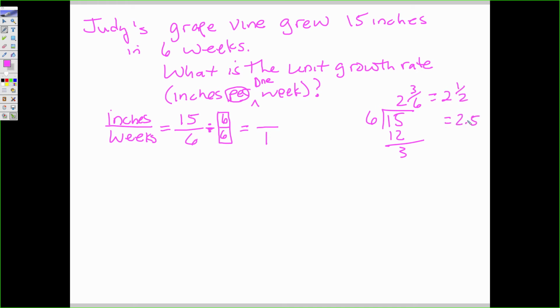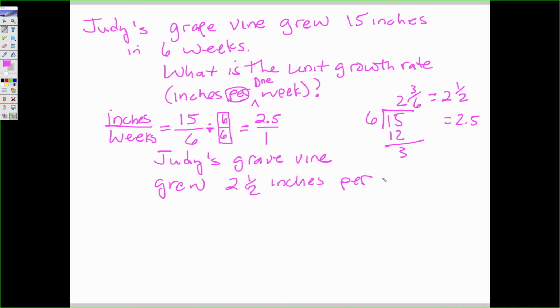Or you could write it as a decimal. Either way is fine. Okay, so I could write 2.5. And then I'm going to write a nice sentence. So I'm going to say Judy's grapevine grew 2.5 inches per week. That's my unit rate.